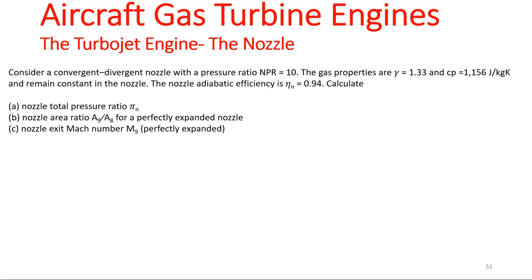We are asked to consider a convergent divergent nozzle with a nozzle pressure ratio NPR of 10. The gas properties are gamma equals 1.33 and CP equals 1156 joules per kilogram Kelvin, and they remain constant in the nozzle. The nozzle adiabatic efficiency is 0.94. We want to calculate the pressure ratio. So let's do it. We have the NPR.